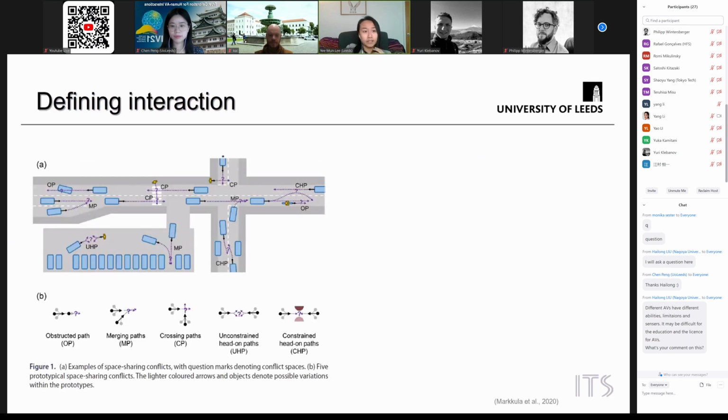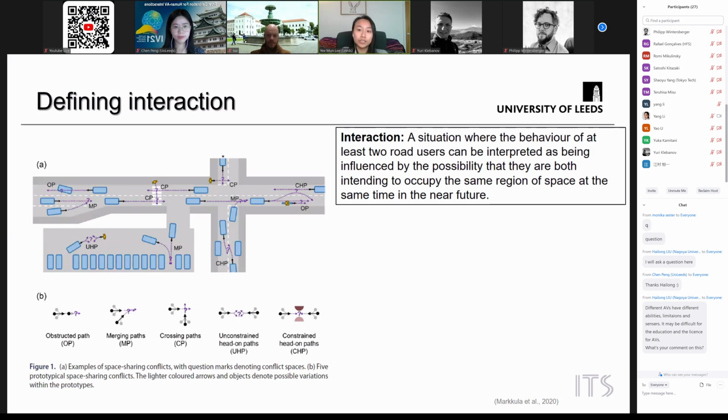And we started by trying to define what interaction actually is. As you can see, there are many types of interactions that could happen on the road, and different pathways through which at least two approaching vehicles or road users will be able to interact with each other. We define interaction as the situations where the behavior of at least two road users can be interpreted as being influenced by the possibility that they are both intending to occupy the same region of space at the same time in the near future. And that's what interaction is about.